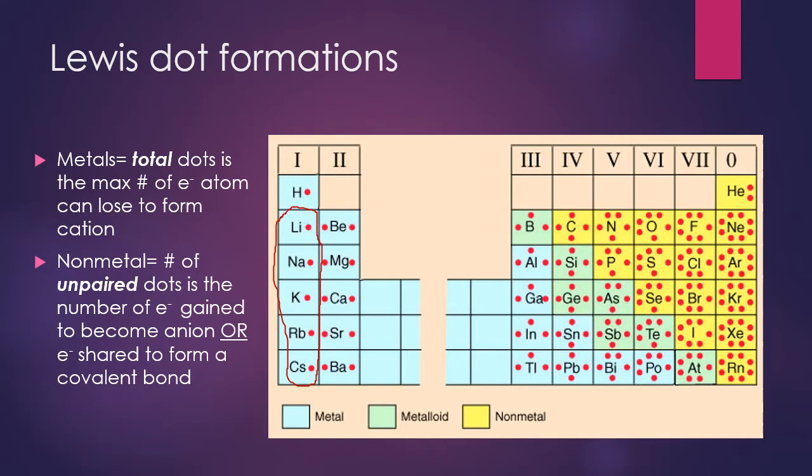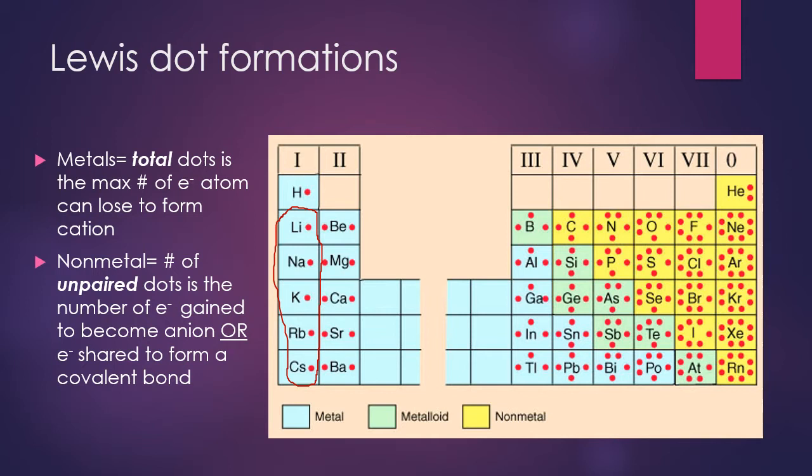For the nonmetals, we're looking at the unpaired dots. However many unpaired dots the nonmetals have, that's the number of electrons they gain to become an anion. Or it could also be the electrons that they share to form a covalent bond. So it really depends if you're talking about ionic bonds, in which the nonmetals would gain electrons because there's a transfer, or covalent bonds where they're sharing.